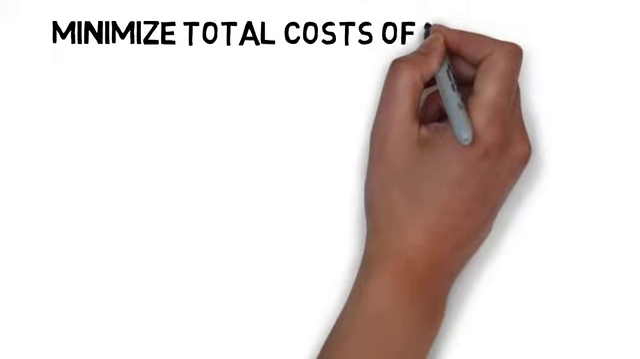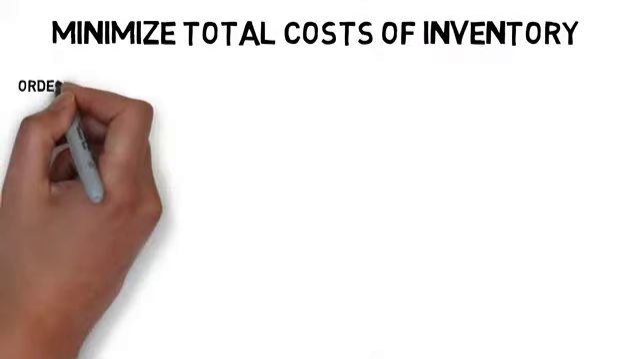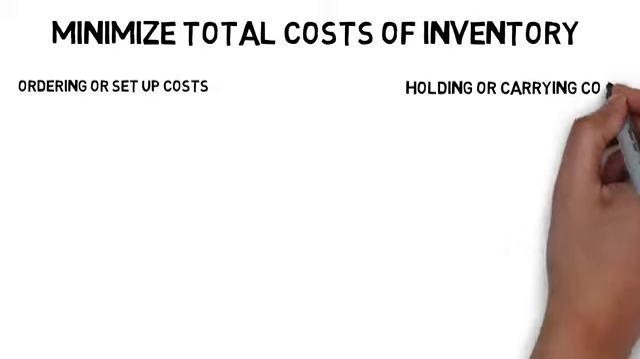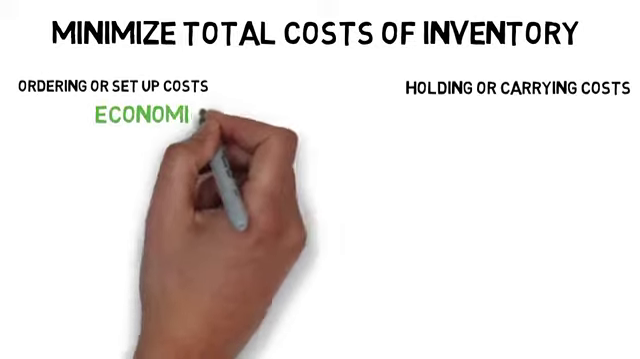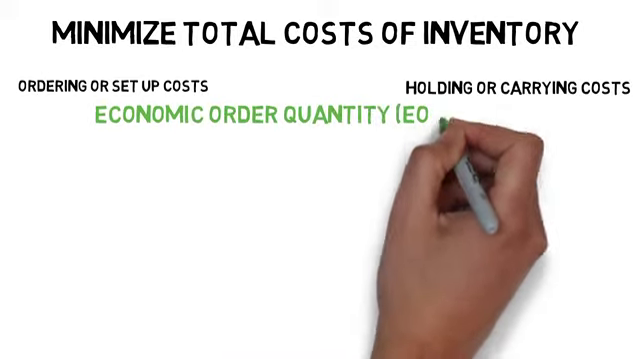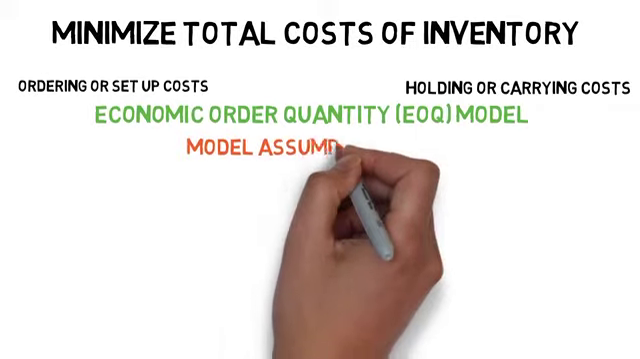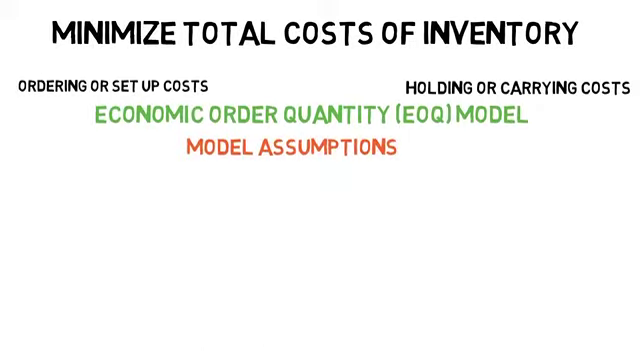To calculate the right amount of ice cream to order, you want to minimize the combined order/setup cost and holding/carrying cost. To do this, you will use a mathematical model known as the economic order quantity, or EOQ model. Let's build the model so we can see how it works. To begin, we need to explicitly state our assumptions.